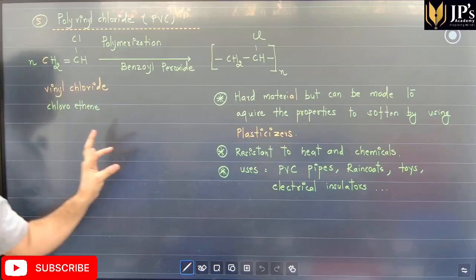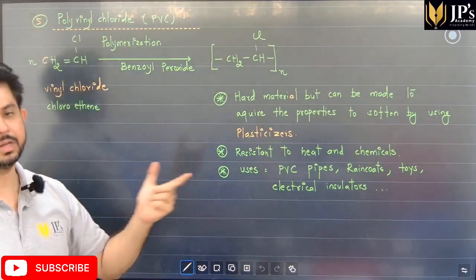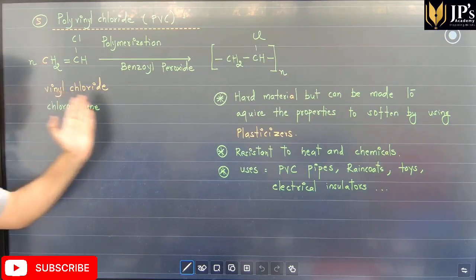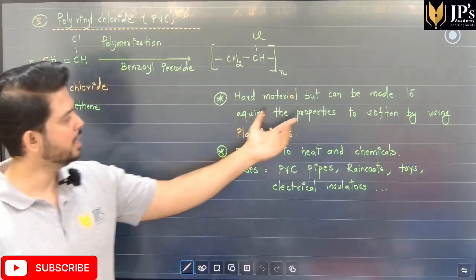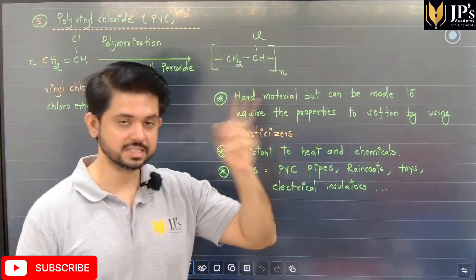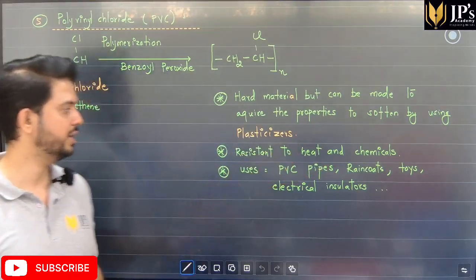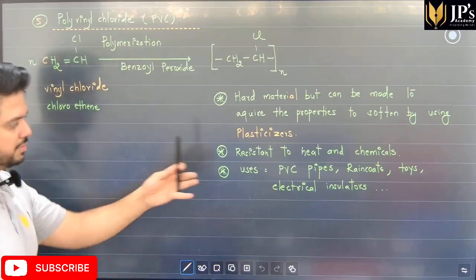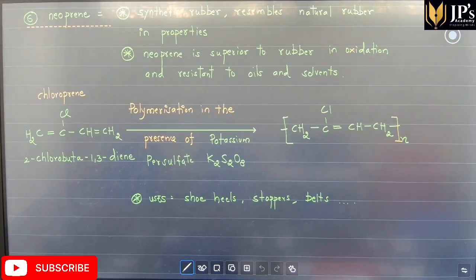We took the same example, students, when we were doing the polymerization process of addition polymerization. So it follows the same free radical mechanism. PVC is a hard material, but it can be made flexible using plasticizers. We had read the explanation for plasticizers. It is resistant to heat and chemicals. The most common use is PVC pipes. It is also used for raincoats, toys, electrical insulators, and so on.